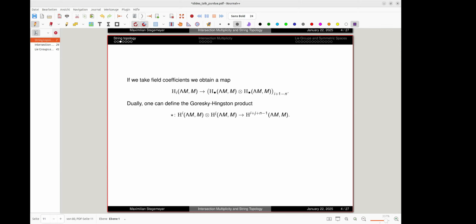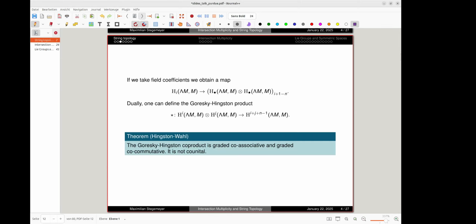Maybe one more justification why we should really call this a coproduct is the following theorem by Nancy Hingston and Natalie Wahl. This Goresky-Hingston coproduct is graded co-associative and graded co-commutative, and it is not co-unital. It cannot be co-unital already for degree reasons. Graded co-commutativity sounds quite good. Of course, what's a bit strange here is that I had to say graded co-associative.